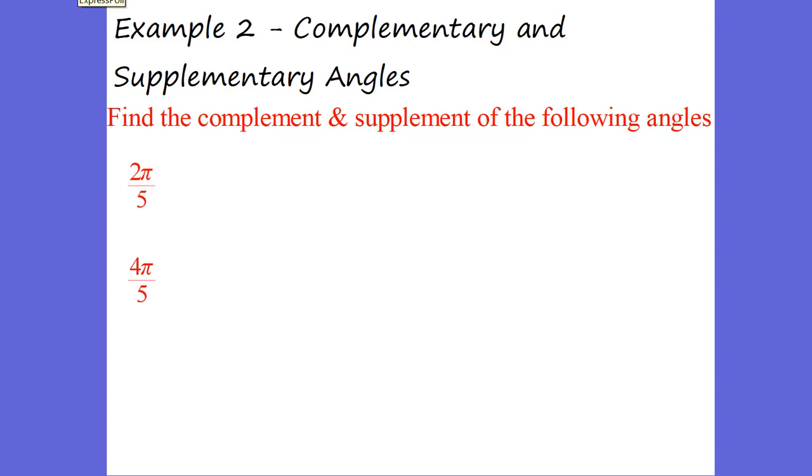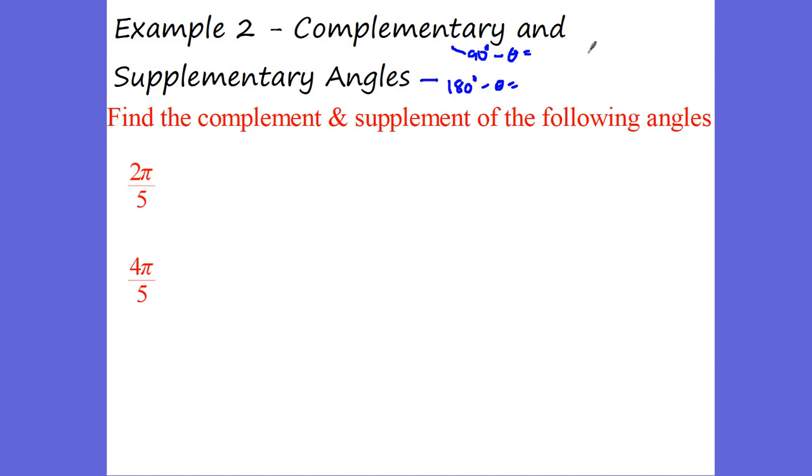Now, remember what complementary means. Complementary means we are getting to 90 degrees. We're taking 90 degrees and subtracting whatever angle we have. Think back to geometry. Supplementary is 180 degrees minus your angle. And so here our angle is 2 pi over 5. So let's find the complementary angle of 2 pi over 5.